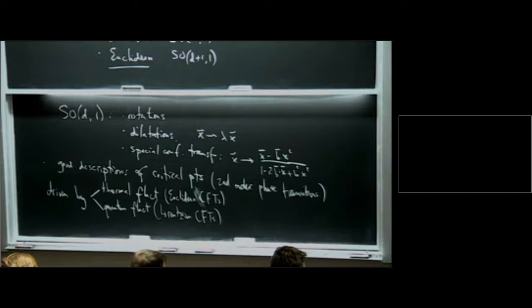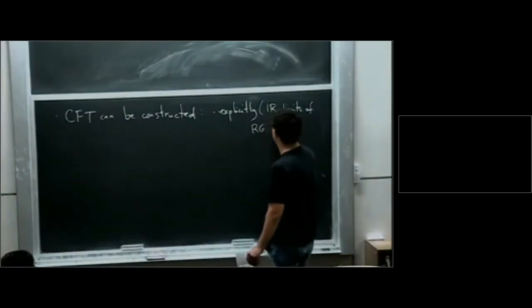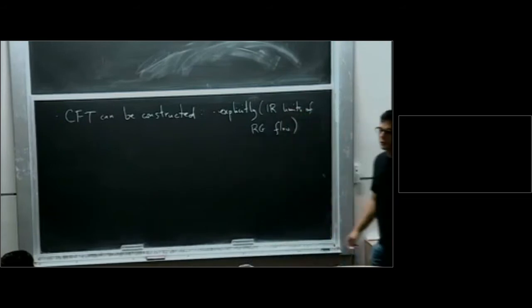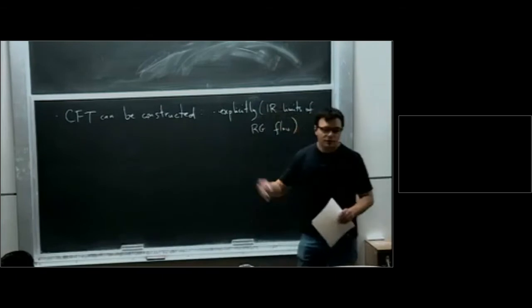How can we construct them? So CFTs can be constructed in several ways. One way is explicitly as infrared limits of renormalization group flow. And I'll give examples of this just to give you a picture of what's known in 3 dimensions, for instance, what Lagrangians give you what CFTs.